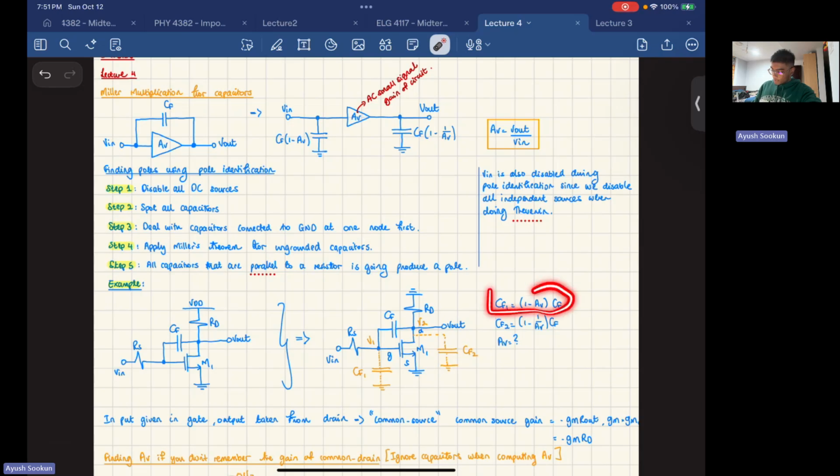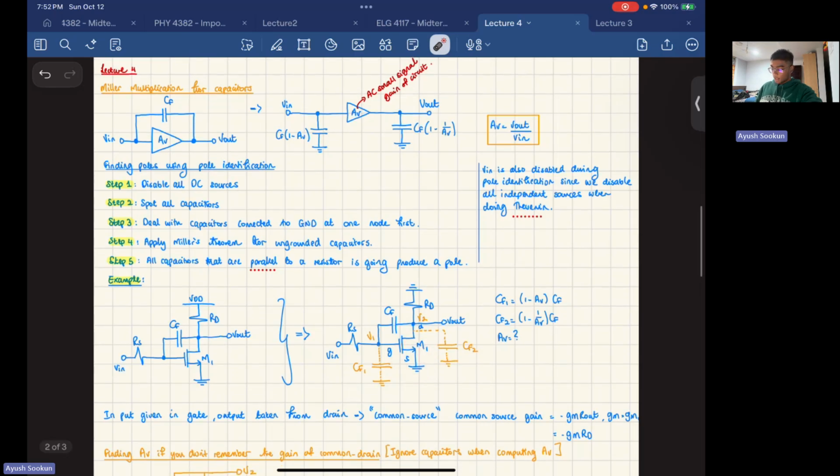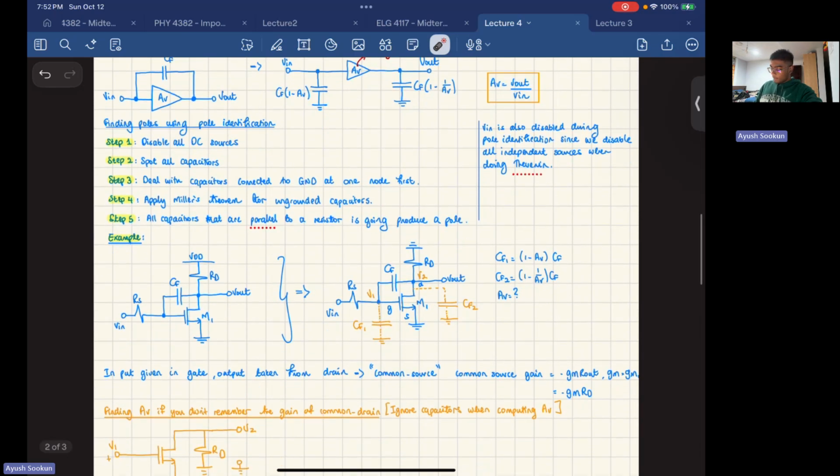So this is the equation for CF1, CF2. What is the equation for AV? So if you memorize the equation of a common source, you will see that the input is given at the gate, the output is taken at the drain. So the only thing that's remaining is the source, so it's a common source circuit. So the gain of a common source is minus GMRD. You can get it from there. So you already know what AV is. AV is minus GMRD. That's how beneficial it is to memorize these gains.